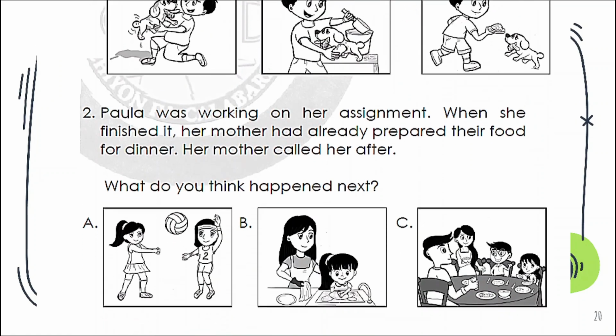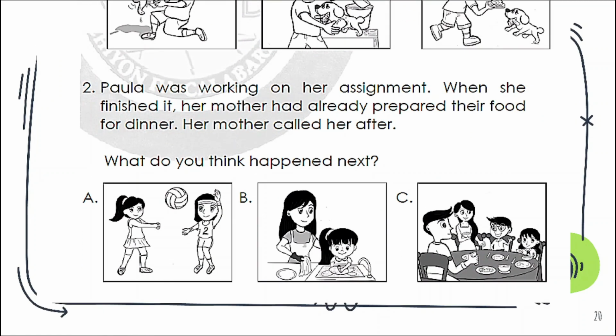Number 2. Paula was working on her assignment. When she finished it, her mother had already prepared their food for dinner. Her mother called her after. What do you think will happen next? Correct. Letter C.